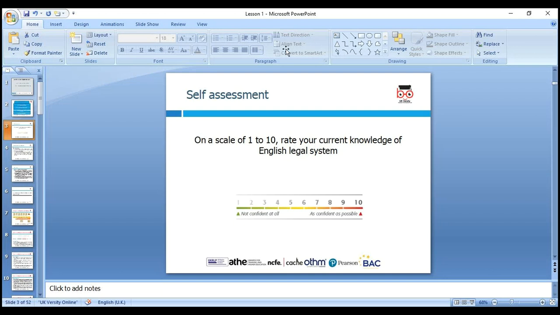I would rate myself maybe around 3 or 4 as well, because I've gone through some of the coursework on Moodle, so just a little knowledge about the English legal system. Okay, so overall we can say 50-50. You know the basics, and maybe we need to enhance some terminology. So maybe we can move one or two points. Okay, good.